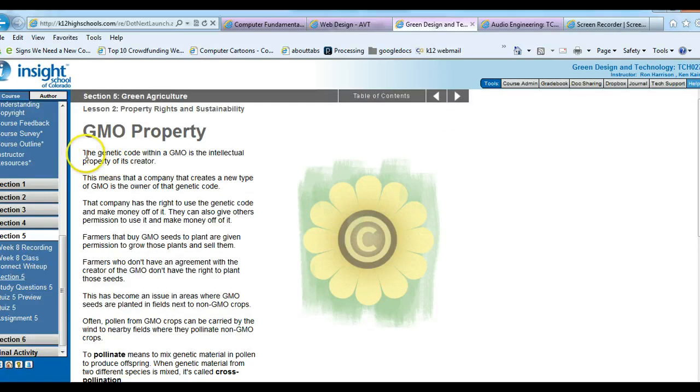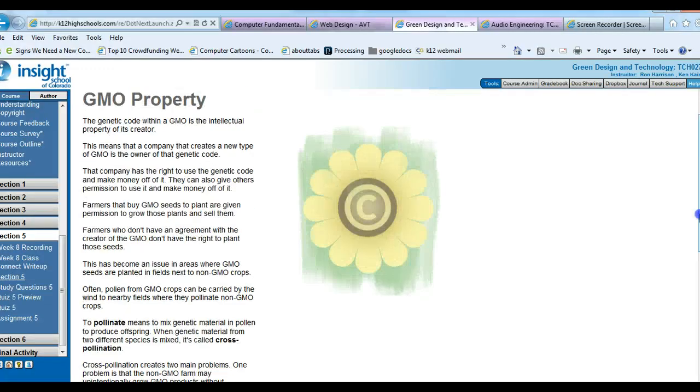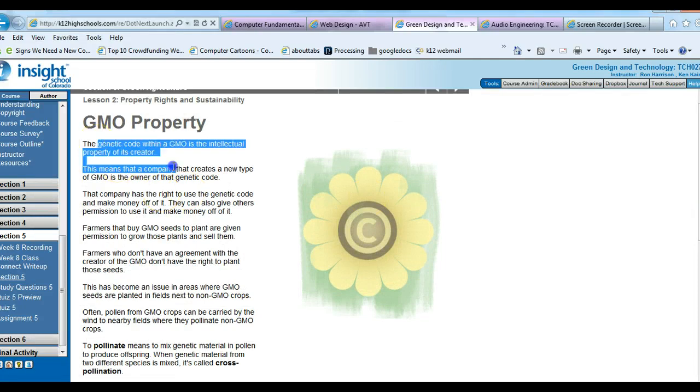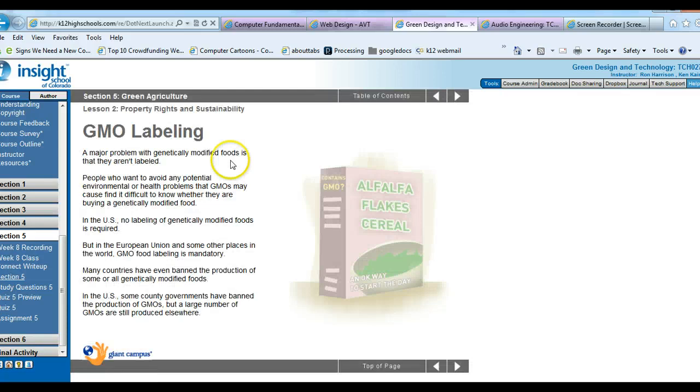GMO property. So the genetic code within a genetically modified organism is property. That's the property of that species. Like flowers, they have a certain genetic code, and when they pollinate, that genetic code is transferred from one crop to another. But as people start developing these genetic codes, it ends up being property with ownership. So then you have somebody that might have a genetically modified plant and it cross-pollinates with ones that are not genetically modified. So, who owns the rights and things like that? It's really getting kind of tricky when you start talking about those types of things.